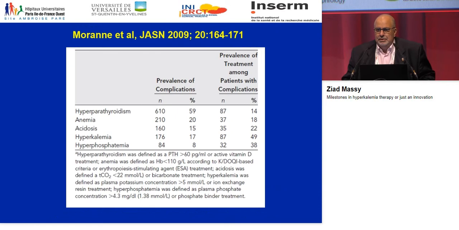So you may ask when we start to have this hyperkalemia and what is the prevalence of hyperkalemia. This is work coming from a French cohort called NephroTest, and Olivier Morin did this work, looking at different metabolic abnormalities in these patients. We will concentrate today on hyperkalemia, and you can see there is a 17% prevalence of the complication, even in patients treated for hyperkalemia.